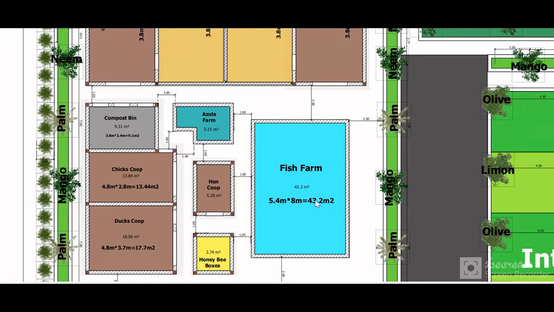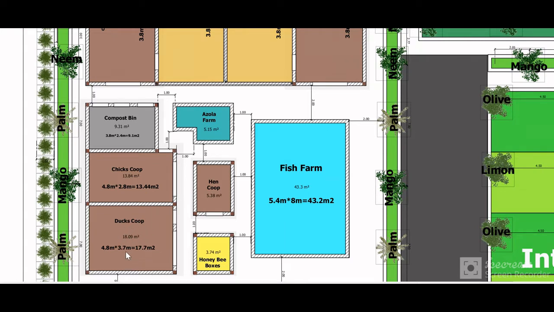Okay. Here is the fish farm. It's a fish farm, about 43 square meters. Okay. And here is the Azolla farm, this is 5 square meters. And here is the coop of the hen, it is 5 square meters. Here is the area for honey, so we have the compost here. About 6 or 7 boxes for honey, to produce honey. Okay, and this is the compost room. We can put boxes to produce compost for our land. Okay, this is the compost bin or compost room.